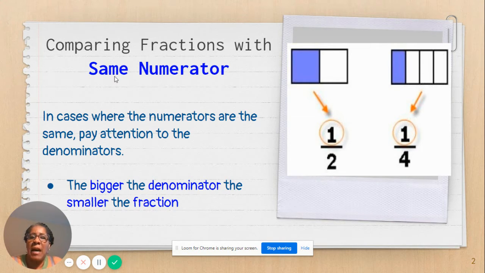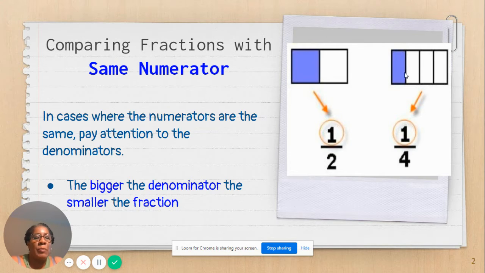In cases when fractions have the same numerators, remember the numerators are the top numbers of the fraction, or the number of parts we are focused on in the whole, okay? So in this case, the first fraction we have has two equal parts. Again, the two parts signify the denominator, but we are looking at the numerator. In this case, there is only one part shaded, hence the reason why it's 1/2.